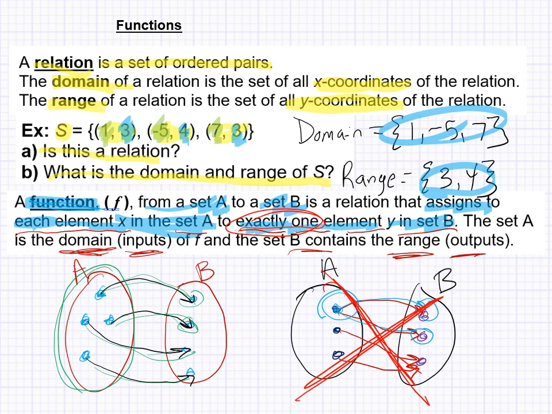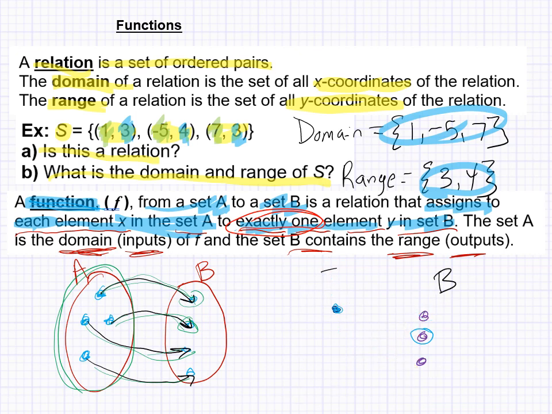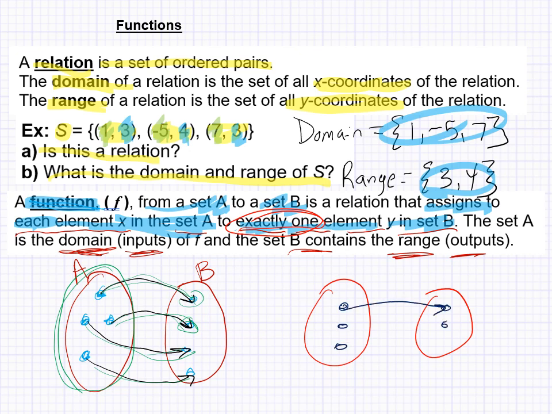What if I give you one more example, and let's say set A, set B, 1, 2, 3, 1, 2. This gets matched to here. This gets matched to here, and that's it. This is set A, this is set B. Would that be a function?